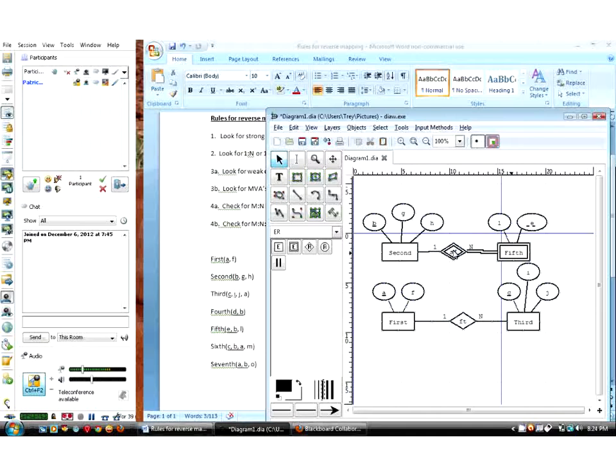Now, remember, these are usually 1 to N, and the weak entity is going to need full participation. So this is usually what it looks like, okay? So far we have these two. All right, so we've identified a weak entity, okay? Now, what's the next step say?